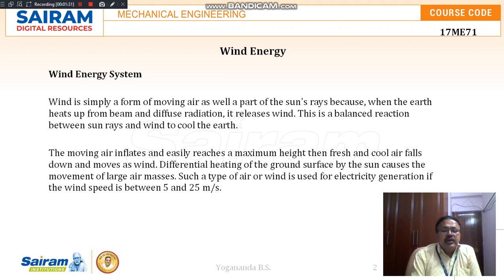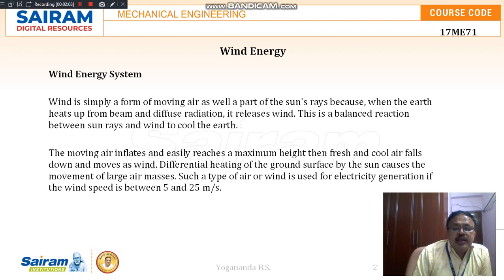So the moving air gets inflated and easily reaches a maximum height. Then fresh and cool air will fall down and move as the wind. So differential heating of the ground surface by the sun will cause the movement of the large air masses.